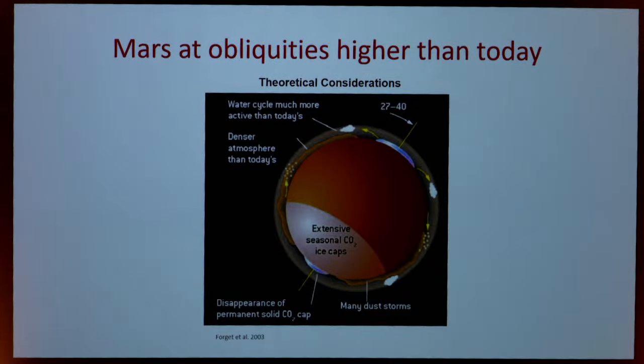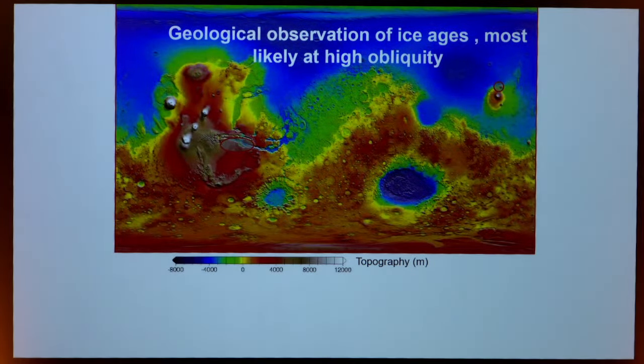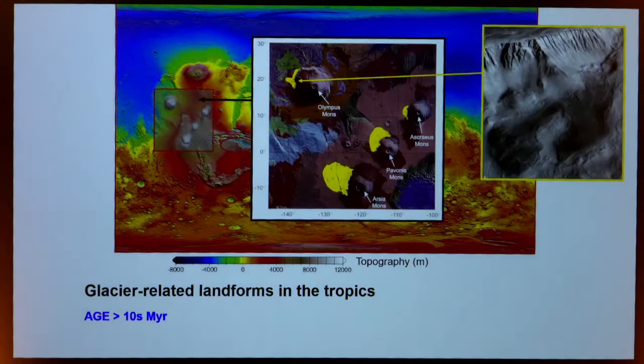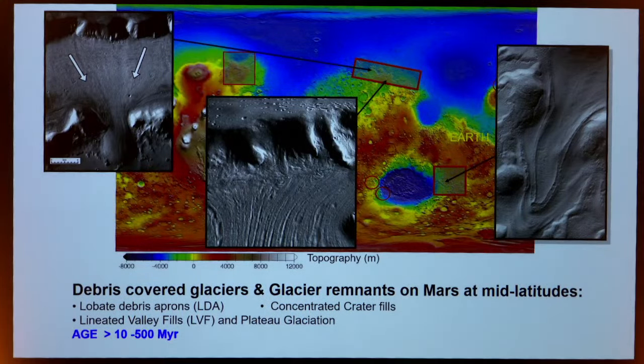This time, we have geological information. We have observations of ice ages and various glacier features, landforms, that most of us consider are related to high obliquity. I won't have time to detail them, but you remember you have these tropical glaciers, you have all these glacial remnants in the mid-latitudes. This is a pretty old slide.